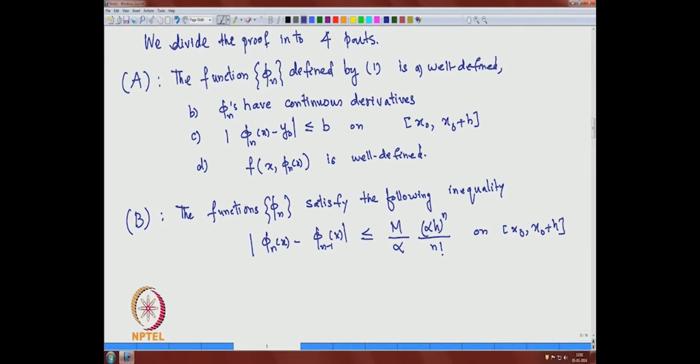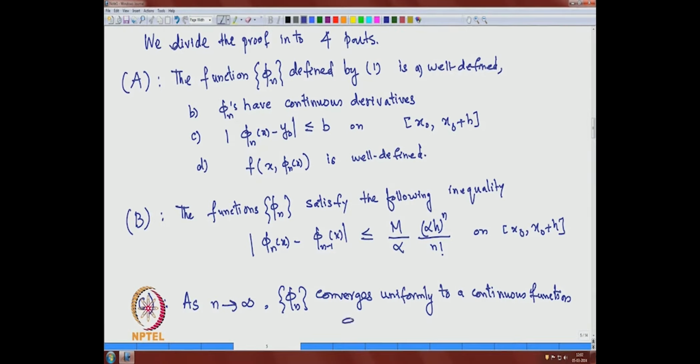So the Picard's iterands define a sequence of functions. That sequence of functions satisfies this estimate. Now, part C: we will prove that as n goes to infinity, the sequence of functions phi n converges uniformly to a continuous function, call it phi, a continuous function phi on the interval x0 to x0 plus h.